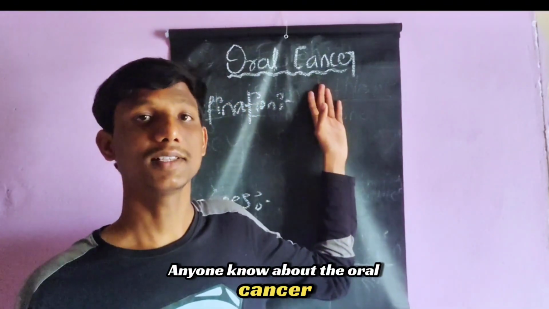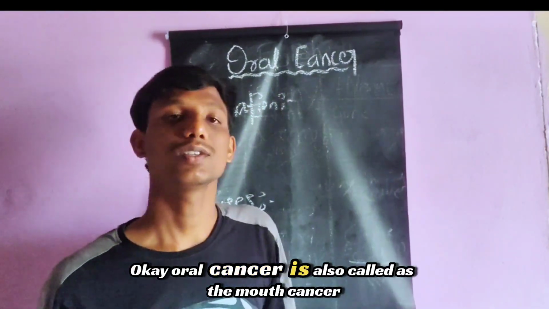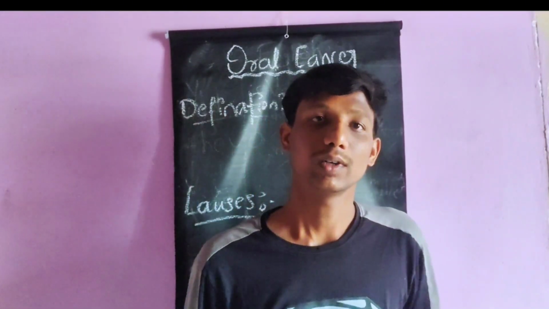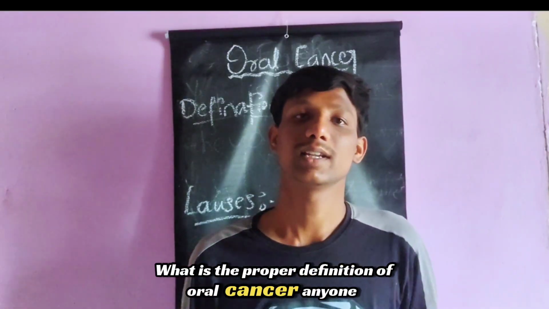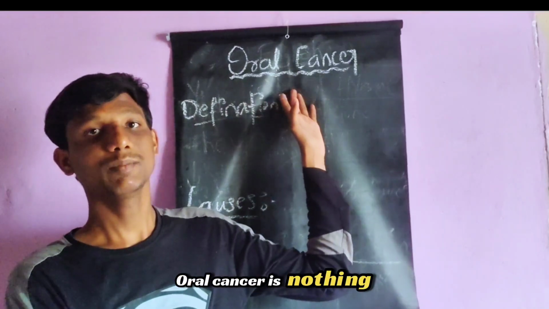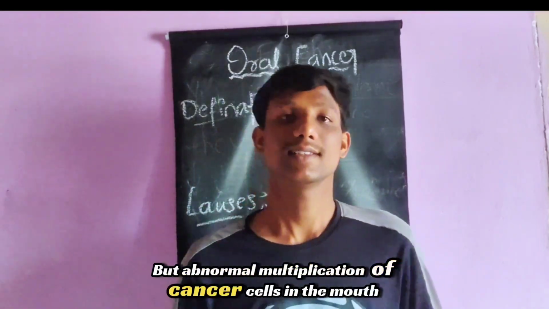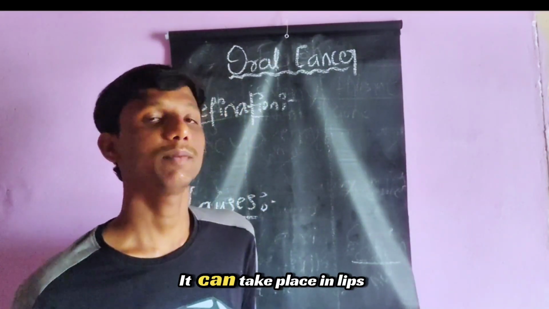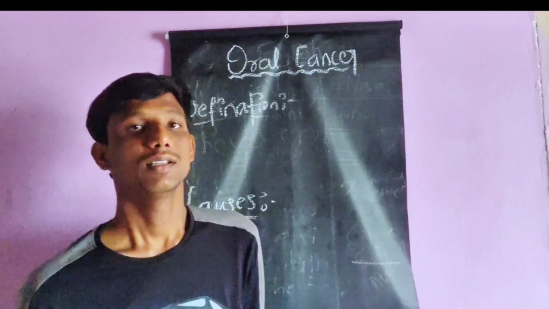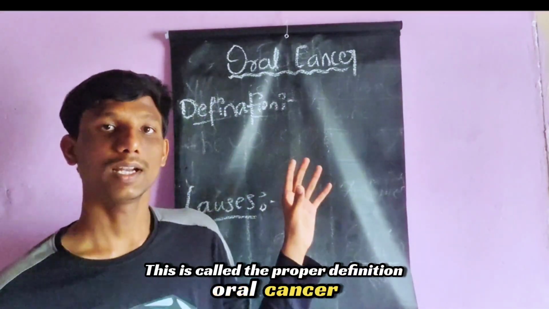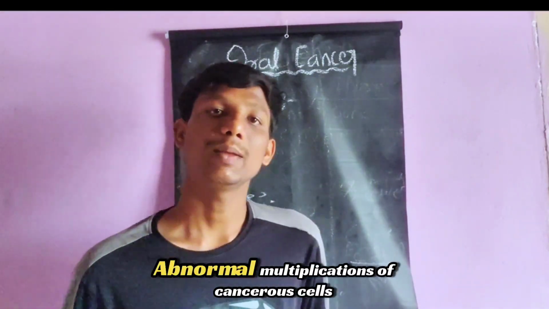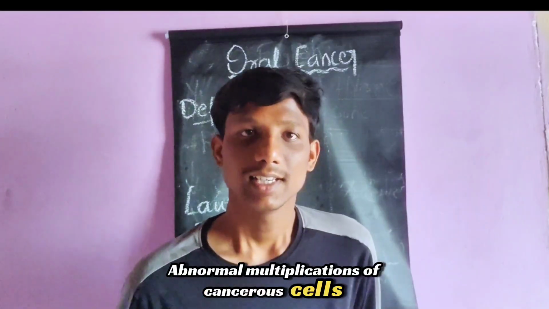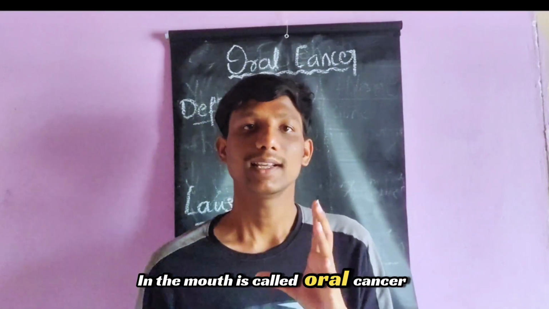Anyone know about oral cancer? Okay, oral cancer is also called mouth cancer. What is the proper definition of oral cancer? Oral cancer is nothing but abnormal multiplication of cancer cells in the mouth. It can take place in the lips or teeth or palate, anywhere. This is the proper definition. I'll repeat once again: abnormal multiplication of cancerous cells in the mouth is called oral cancer.